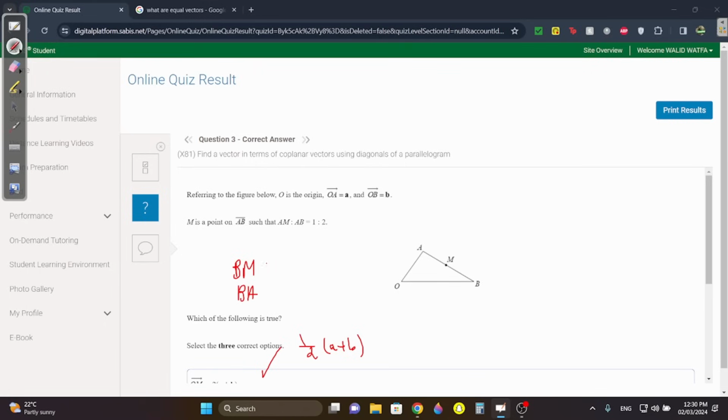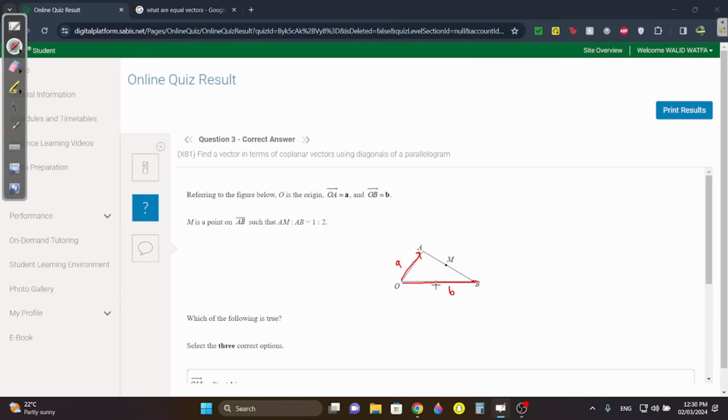And the answers were, for BM, it was half A minus B, and the answer for BA was A minus B. Yeah, and in case you want to just memorize these, this is how it came in the exam, and this is OM over here. But obviously, if you don't want to memorize, I'll just solve it. Like I said, I will actually write it down. OA is A, so OA like this is A. OB is B.